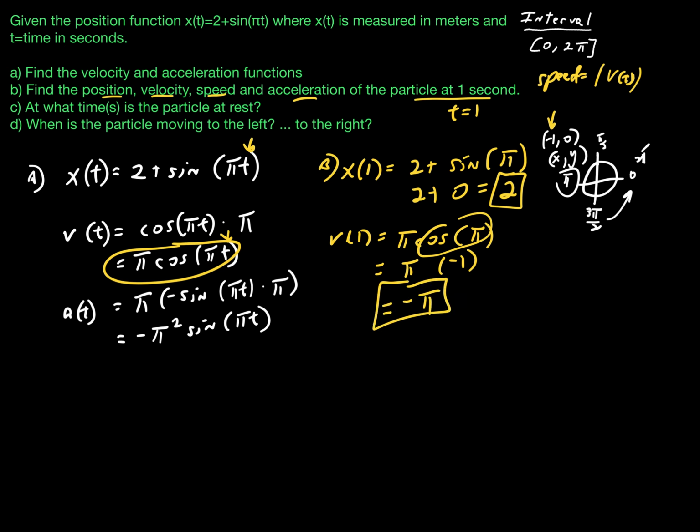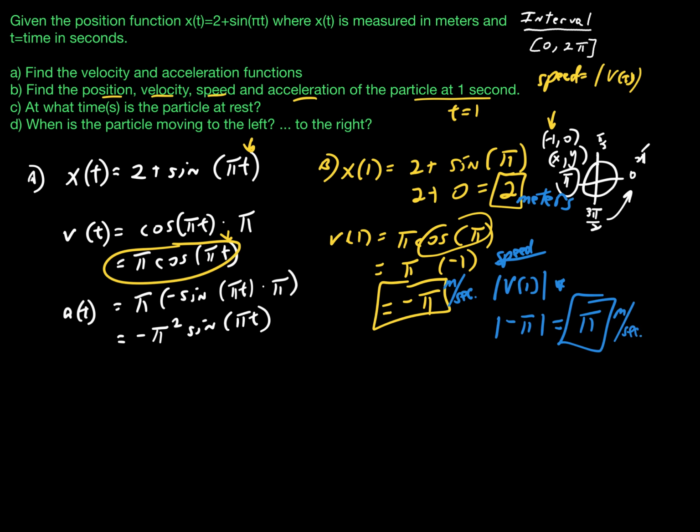And now, since we know that the velocity is negative pi, let's change the color. Let's do it in blue. So speed. Speed is the absolute value of velocity, so the absolute value of velocity at 1 equals the absolute value of negative pi, which is pi, so the speed is pi. Oh, and I'm forgetting the units. The x is in meters, that's just a length. Velocity is a rate of change, so it's going to be meters per second. And speed is the same thing, meters per second.